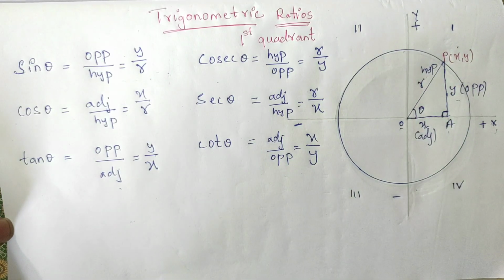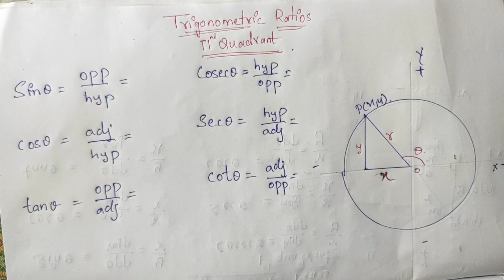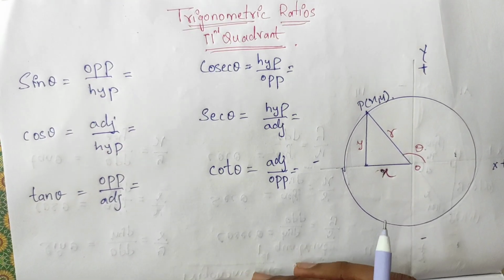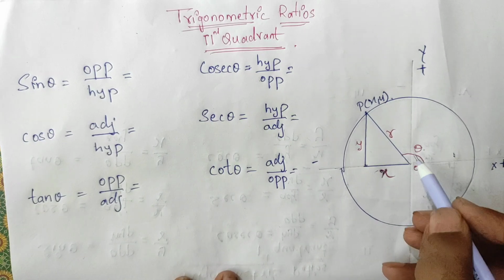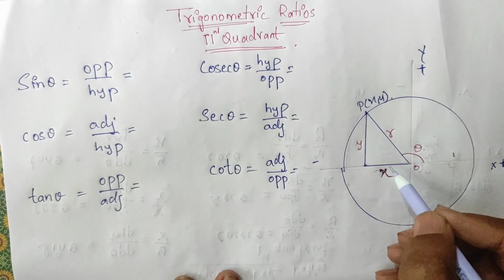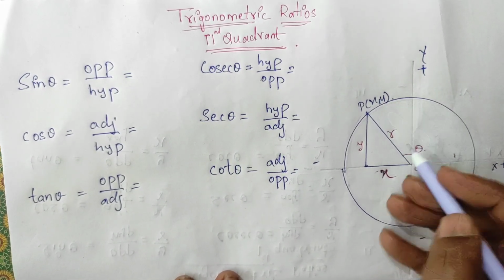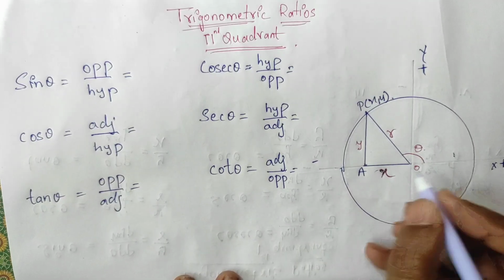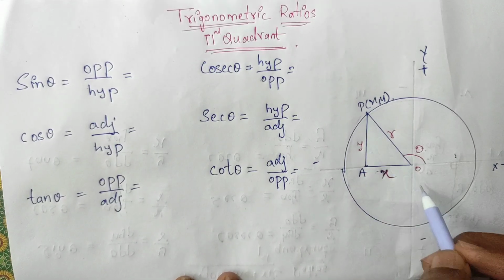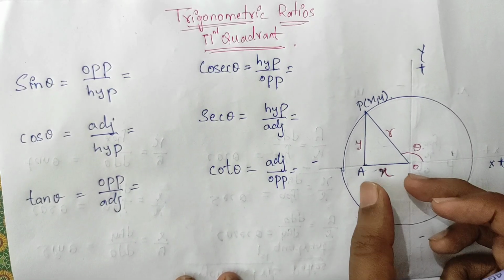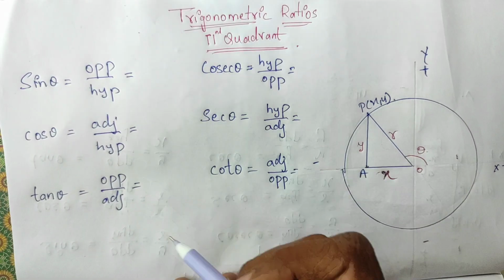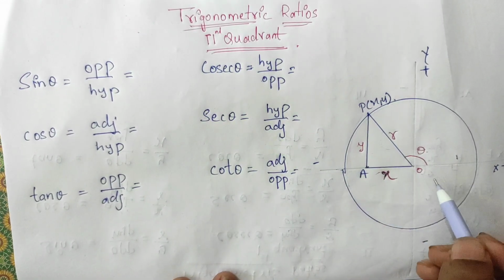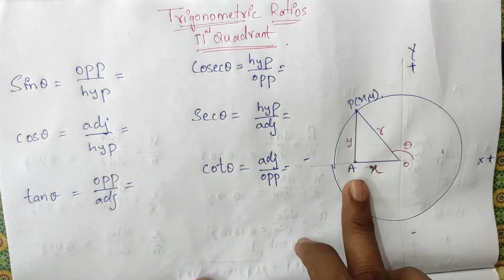Now let us talk about the second quadrant. Let us discuss the angle in the second quadrant. You can see here our angle is in the second quadrant. This triangle PAO is a right angle triangle, OP is the radius of the circle, and this is x and this is our y. Now we have to again find our 6 trigonometry ratios with the help of these angles.